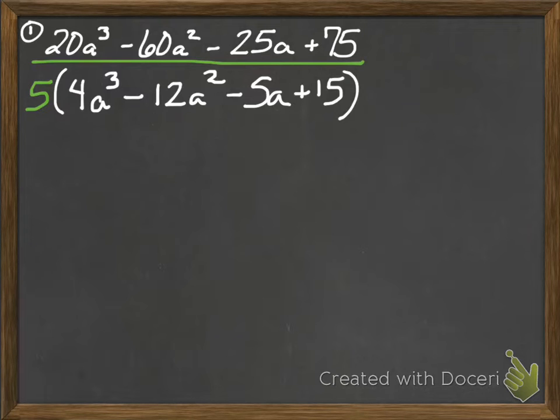And now we're going to do just like yesterday with the factoring by grouping, but we're going to use what's in the parentheses only. We're going to ignore the green for right now.